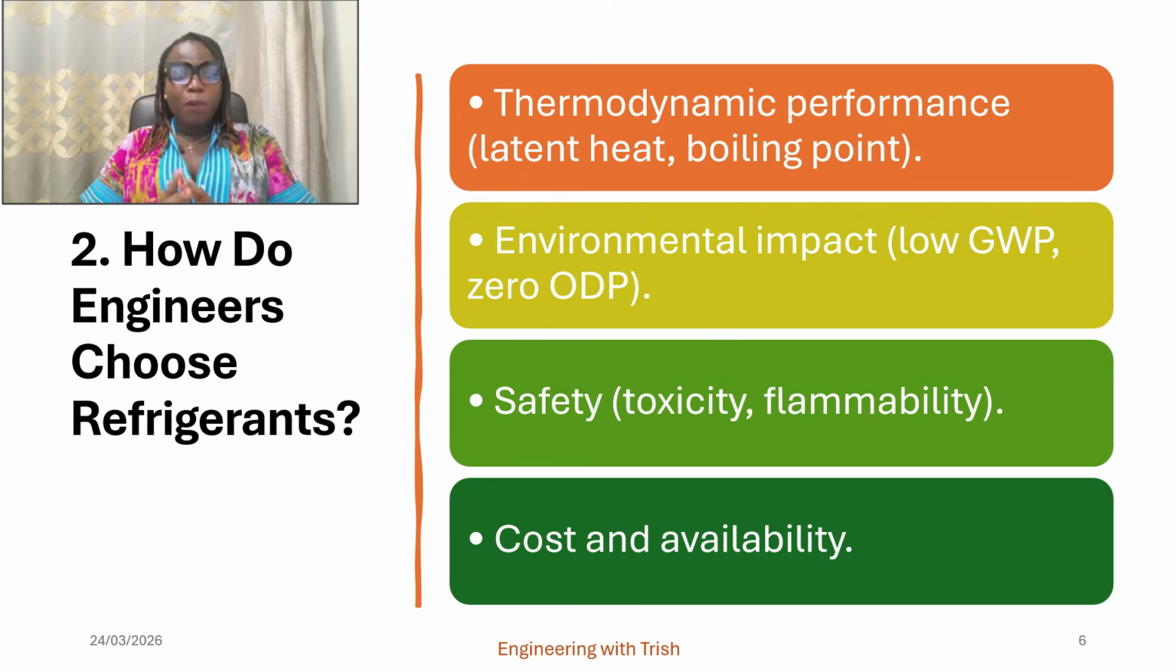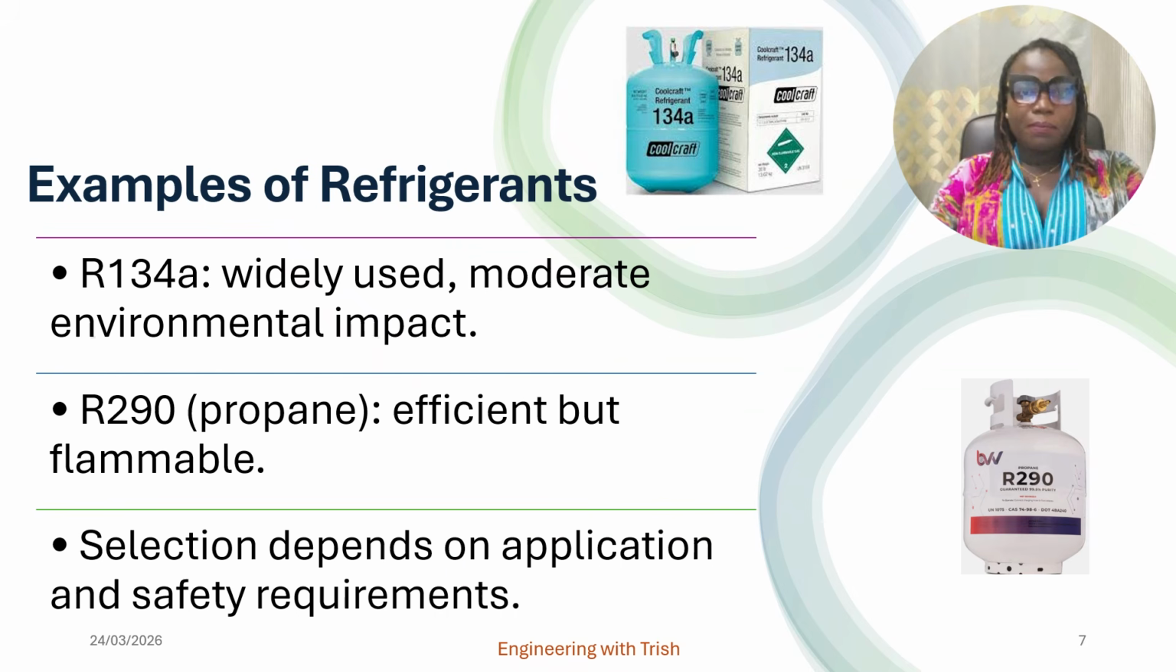So these are some of the properties the engineers consider before they choose refrigerants. Some examples of refrigerants: the common ones are R134a, R600a, and so on and so forth. But now the most common one is R134a, even though it is being phased out soon. Then we have R290, which is natural but flammable. So the choice of refrigerants actually depends on the application and safety requirements.